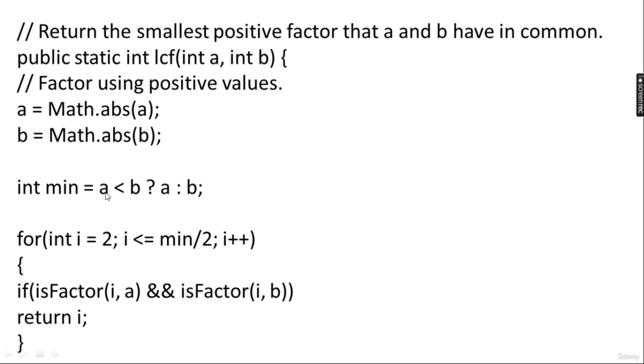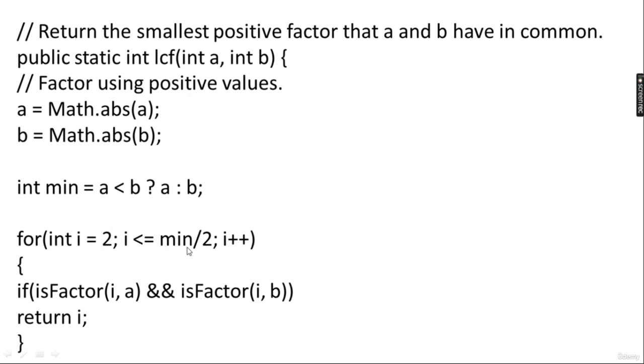So first of all, we will find out the minimum value, and then start from 2, because every number is divisible by 1, like 5 divided by 1, 10 divided by 1. So we will start with 2, and then i less than or equal to minimum divided by 2. If the minimum is 5, we will be iterating.